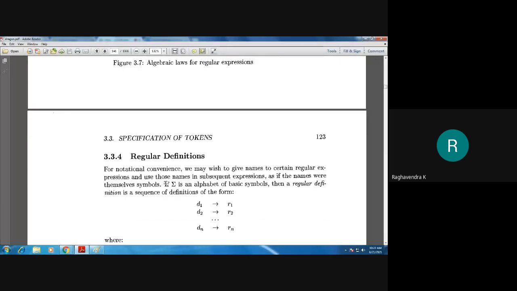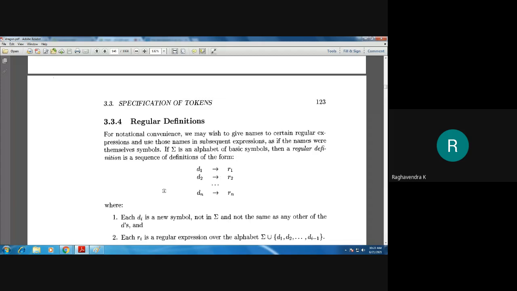Now when you are writing a sequence of regular expressions, it may get difficult for you to keep track of how exactly a regular expression has been formed, or to make use of them in your program or in your lexical analyzer. So there is a notational convenience that can be followed to give certain names to your regular expressions, and these names are called regular definitions. If you give some name to a regular expression, that is nothing but a regular definition.